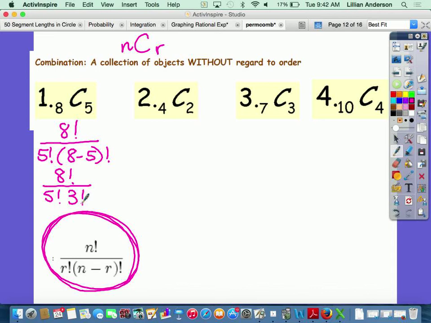I want you guys to actually do this, okay? Don't use the shortcut. Actually do 8 factorial over 5 factorial times 3 factorial. Oh, 8 minus 5. You agree? Question. Yes. When you get the parentheses, you put the factorial outside. That's why I went ahead and just simplified it to 3.